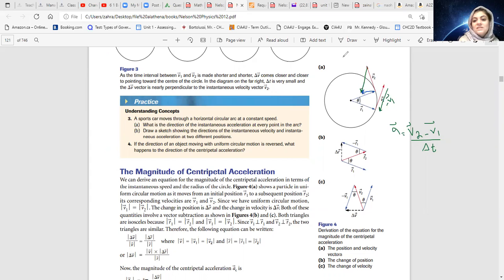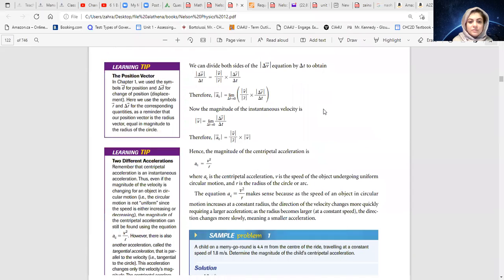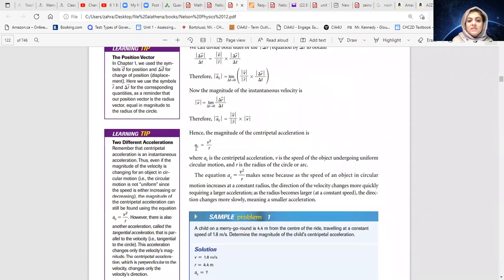This delta v is toward the center. That's why it doesn't matter where this v1 and v2 are; always when you subtract them, the difference between them is toward the center. That's why we call it centripetal acceleration. So this acceleration is v squared, speed squared, divided by r. r is the radius of the circular path.